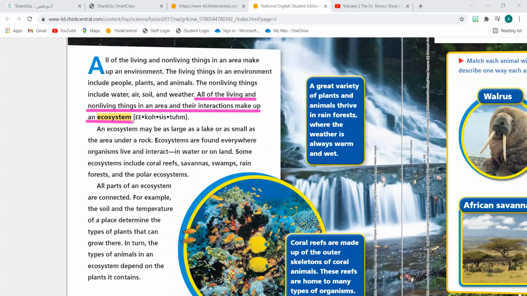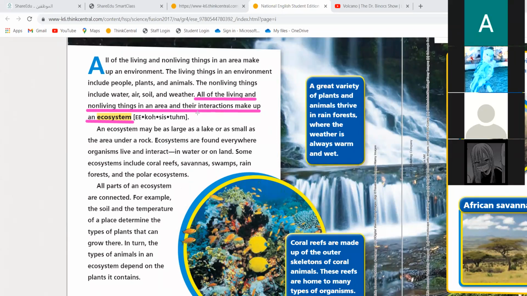All of the living and non-living things in an area and their interaction make up an ecosystem. Excellent. So they must interact. If they are interacting, it's an ecosystem. If I said all the living and non-living in one place, what are you going to tell me? Is it an ecosystem or environment? It's an ecosystem? No, if they interact, they are an ecosystem.